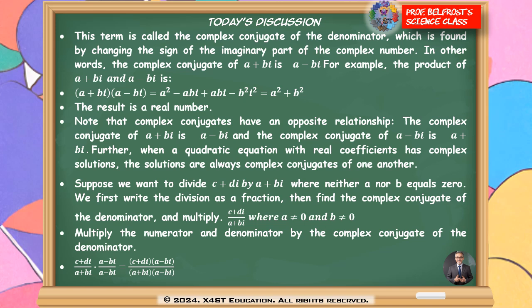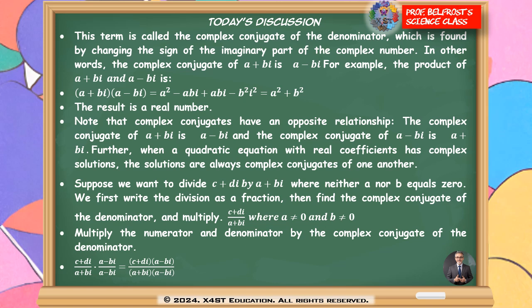What is the conjugate? For example, if we have a plus bi, then the conjugate is a minus bi. That's the complex conjugate. If we multiply a complex number with its complex conjugate, it will yield a squared plus b squared. So the result is a real number, and then after this the division operation can be done.